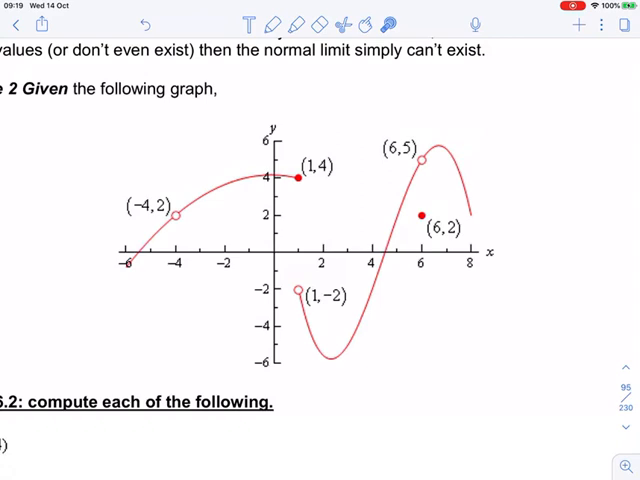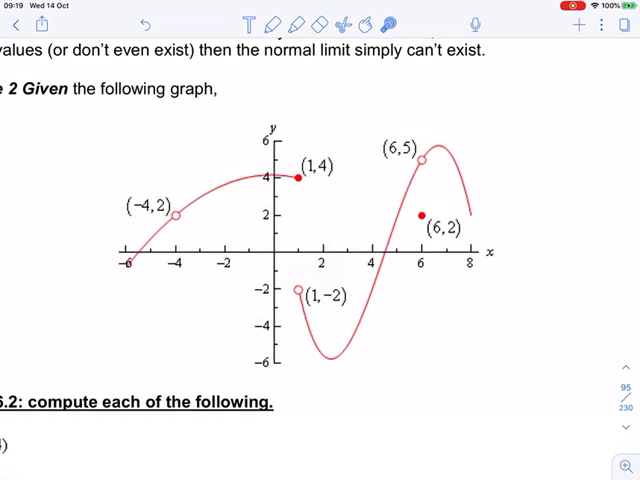Now, when that happens, in other words, there is no function value, but the limit exists, we say that there is a removable discontinuity. A removable discontinuity.